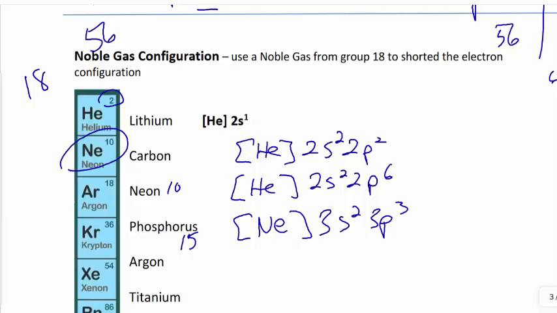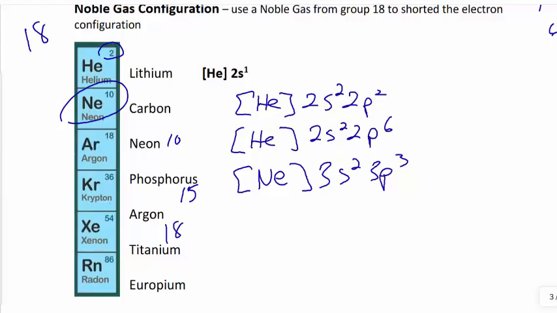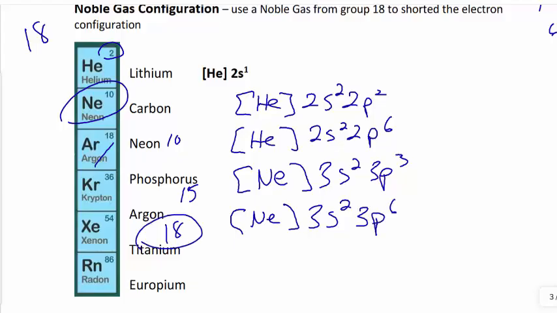Okay, argon is also a noble gas. It has 18 electrons. So we're not going to use argon to shorten argon. We're going to go up and use neon. So we'll use neon again. Neon will be the first 10 electrons. And if you go back to that example we did for argon, the ending part was 3s2, 3p6. So again, we need to add up to 18. We have 10 from the neon, and we have 8 that we've added after that.